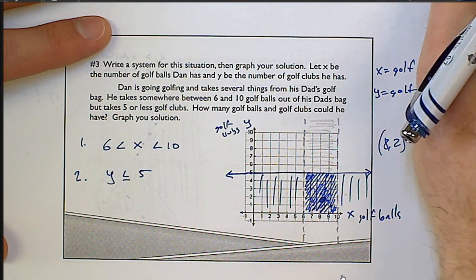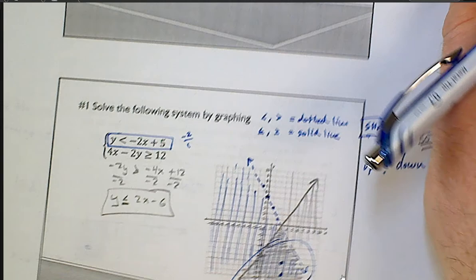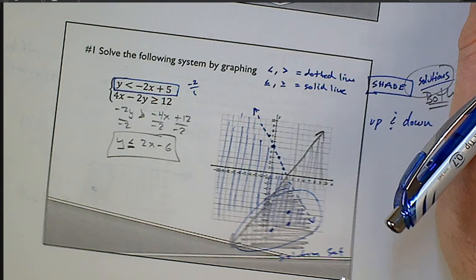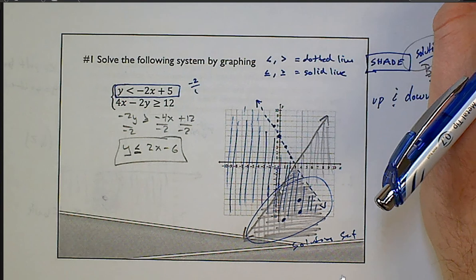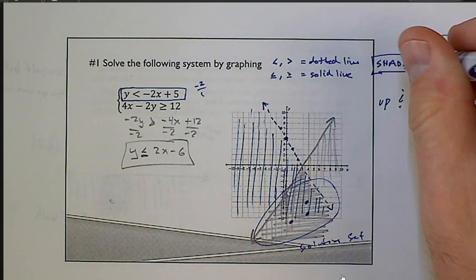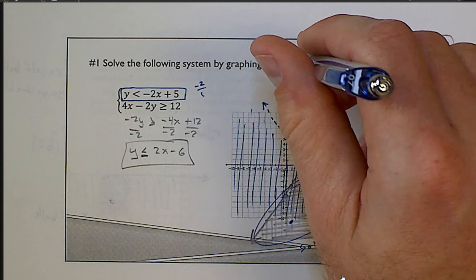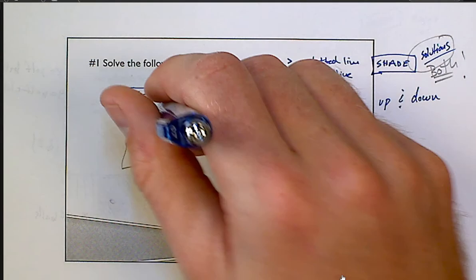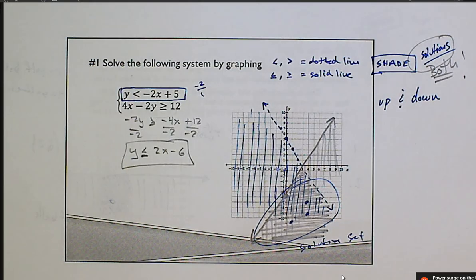Okay? And I think that's all I have for you there. So again, I know we didn't do a ton of examples there. So if you have some follow-up questions in class, I'd be happy to answer those for you. But we're solving systems. Make sure you shade properly. Make sure you use the right line, dotted or solid. And make sure you put things in y equals mx plus b. That'll make life a lot easier for you.